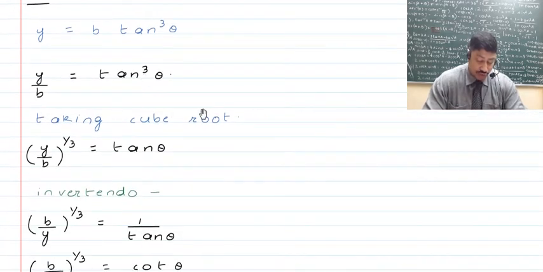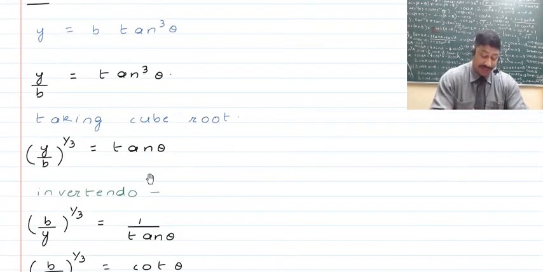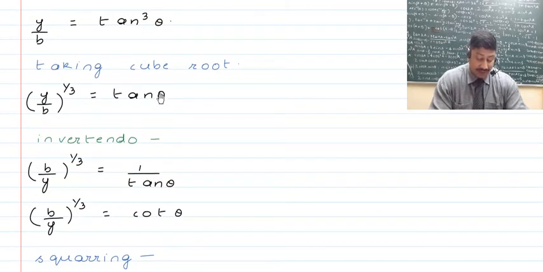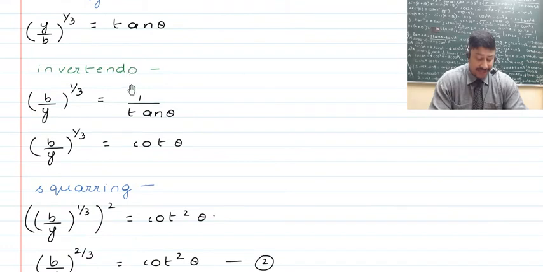Then we take cube root of both the sides, so that we get (y upon b) whole raised to the power 1 upon 3, which becomes equal to tan theta, that is now the power of tan theta is 1. Next now, as with sine theta, tan theta is not going to work, thus with the inverse of sine theta, that is cosec theta, we try and make work the inverse of tan theta, that is cot theta. So as such, next we apply invertendo to this, and thus the denominator becomes the numerator and the numerator becomes the denominator in both the sides.